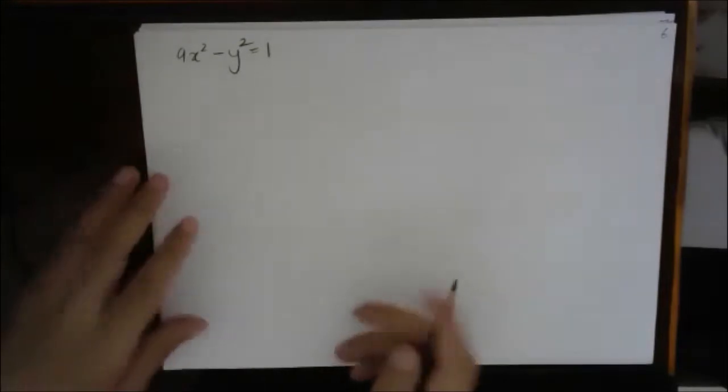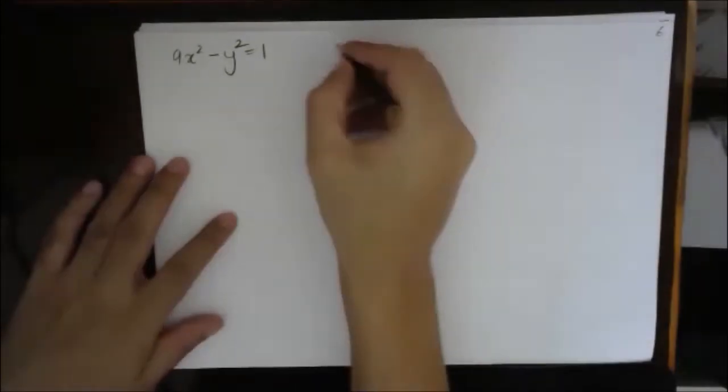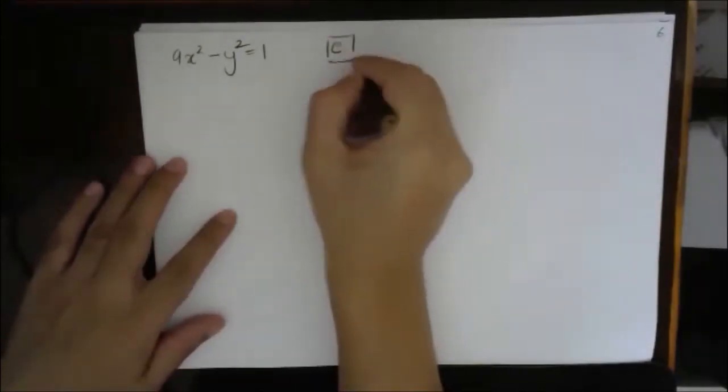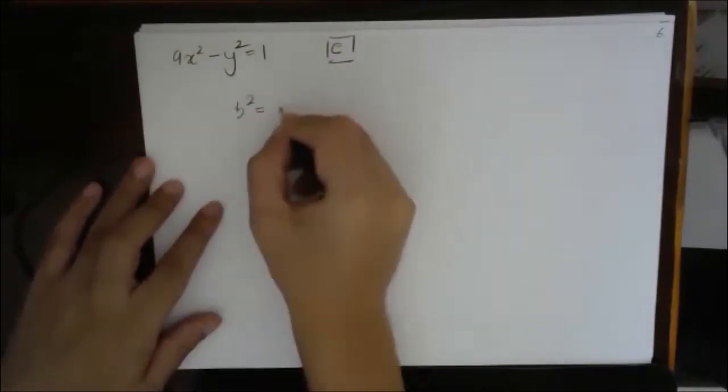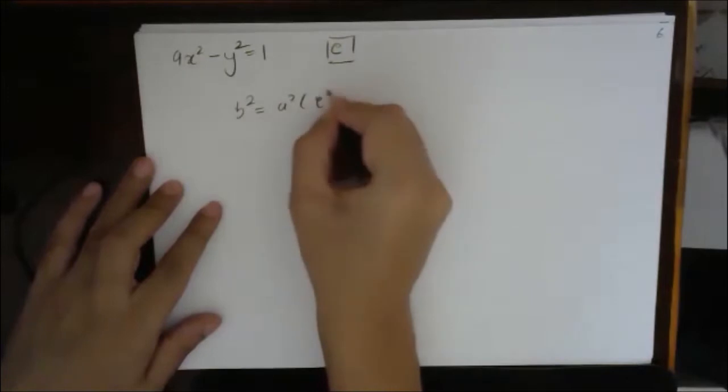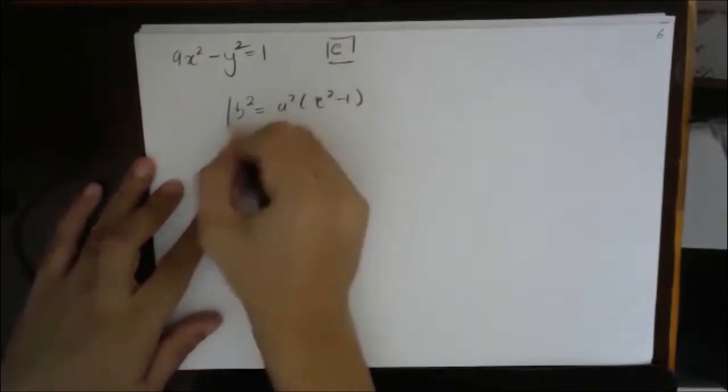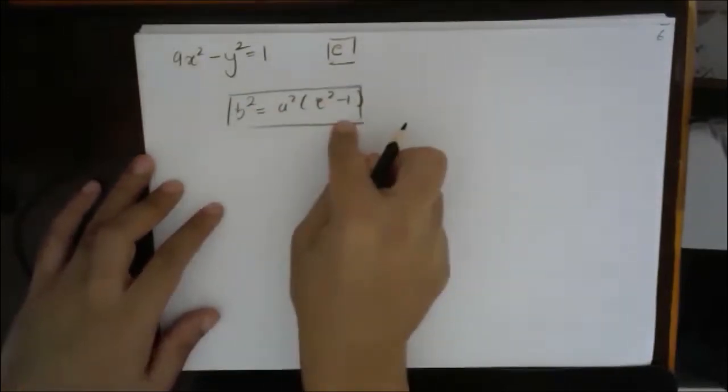Okay, so let's start doing this question. So first thing which we have to do is we have to find eccentricity. We have to find the value of E. So E is given by B square is equal to A square into E square minus 1, right? In this case, we just have to find what is B square and A square.